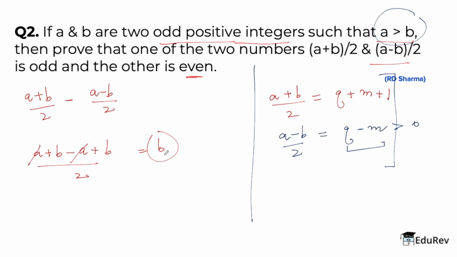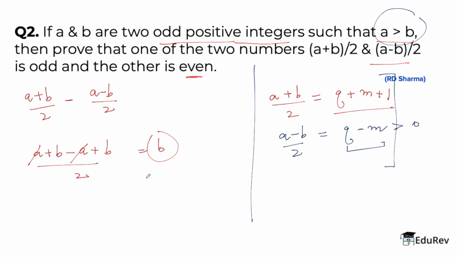Alright. And we know from the proof that (A plus B)/2 and (A minus B)/2 are positive integers. Correct? Because (A plus B)/2 is Q plus M plus 1, which is positive. And we also proved that (A minus B)/2 is positive. Why? Because Q is greater than M. So this is going to be positive. And we know that of the two numbers, we assume that one is going to be the odd one, and the other is going to be the even one. So when I subtract an odd and an even number, I'm getting B, right? So these are your positive integers.